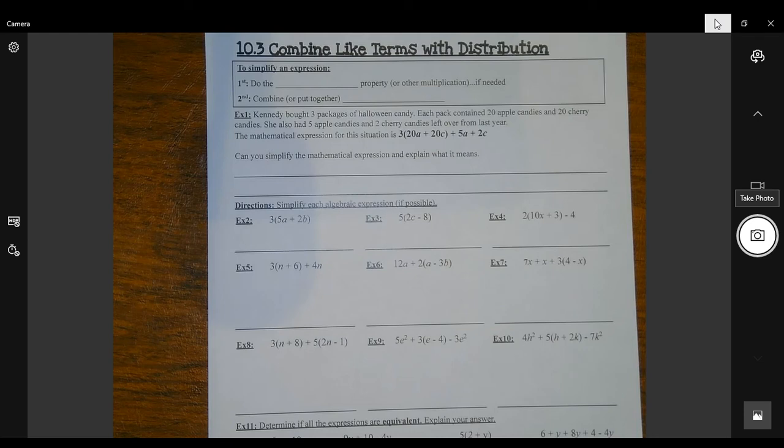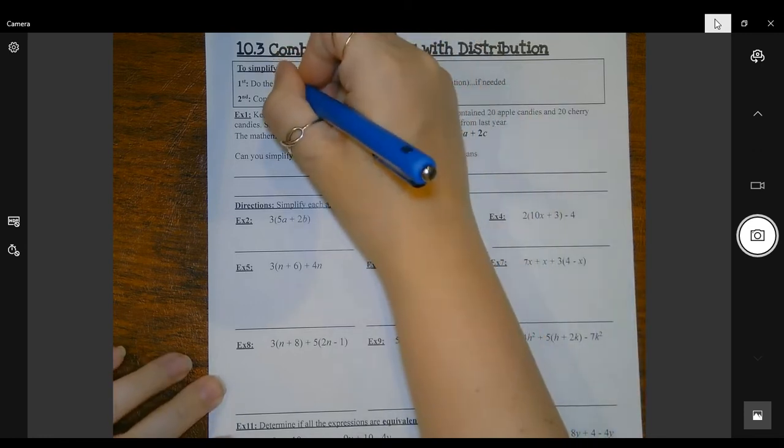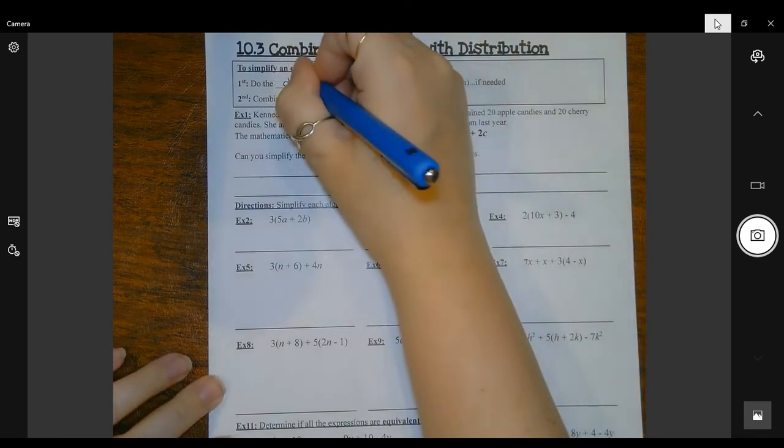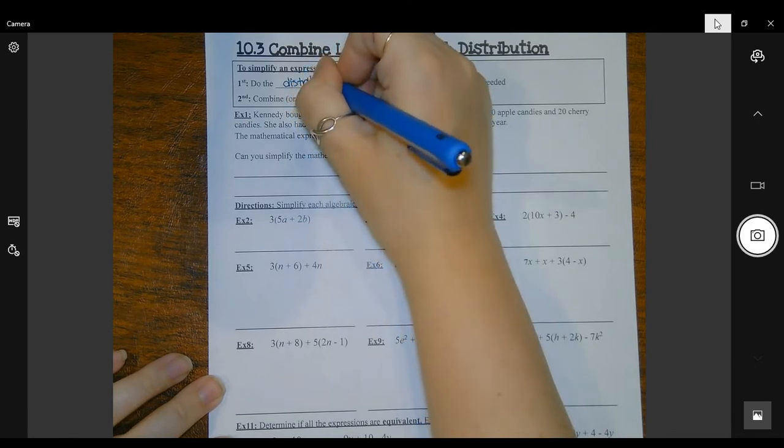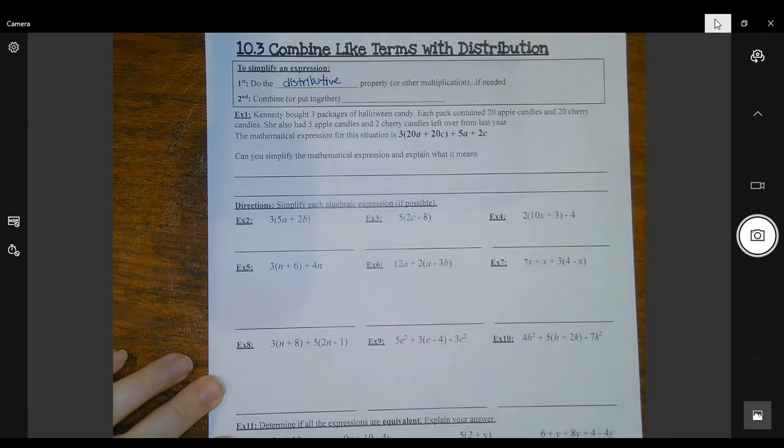Hello, my little mathematicians. Today, we're going to go over combining like terms when we're also doing the distributive property. To simplify an expression, the first thing we need to do is take care of any distributive property action that needs to be done. So you do the distributive property, which is basically just multiplication, if needed.